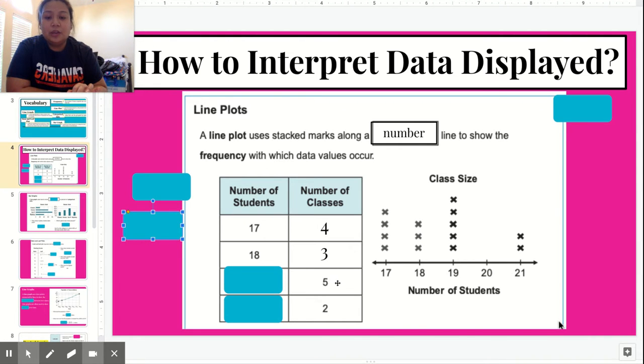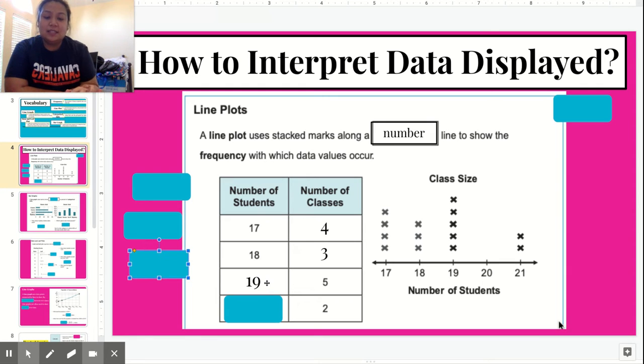Now we're going to look here on the bottom. They kind of flipped it. It says the number of classes, 5. So how many students are in 5 classes? Here we have 1, 2, 3, 4, 5. So there are 19 students in 5 classes. Then 2 over 21, so 2 classes over 21. So there are 21 students in 2 classes.